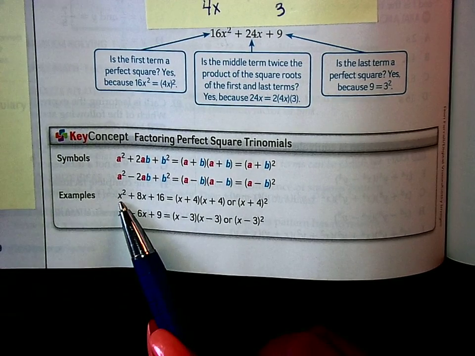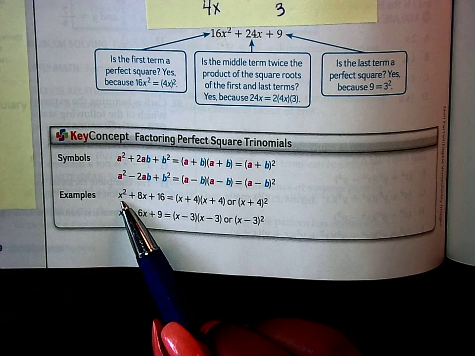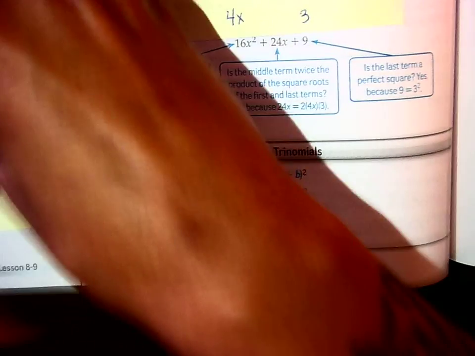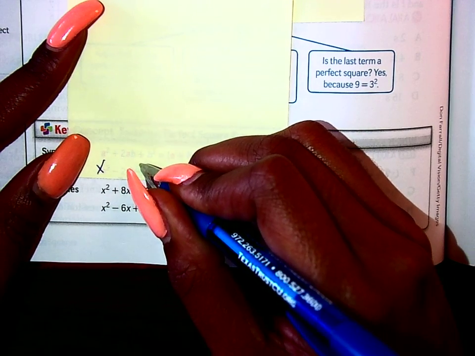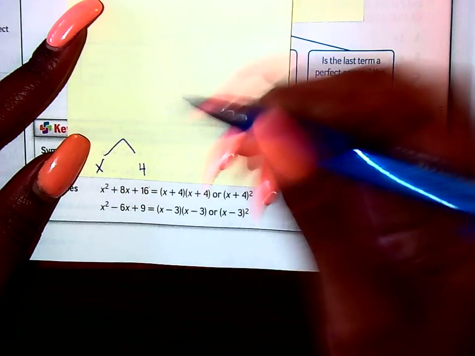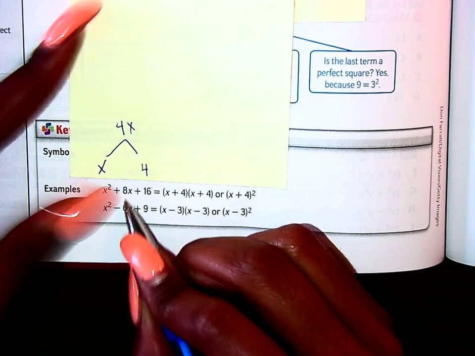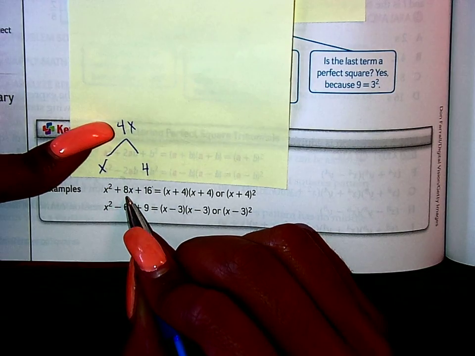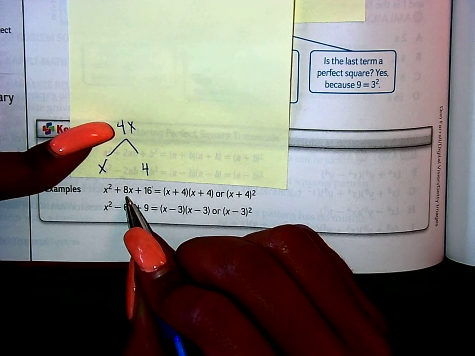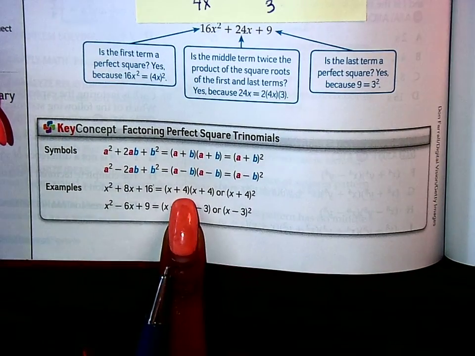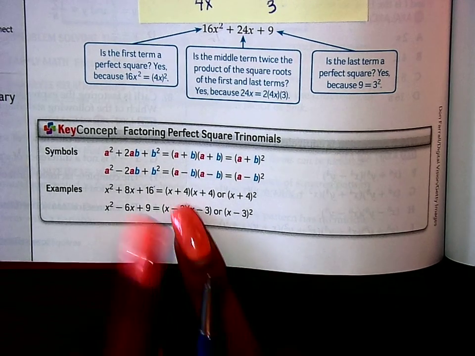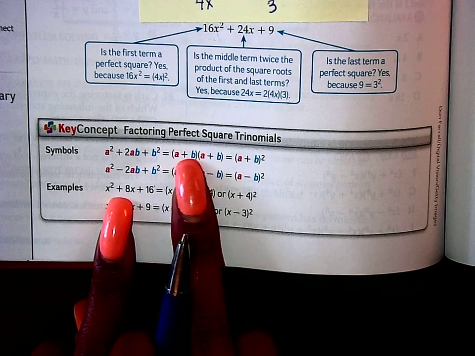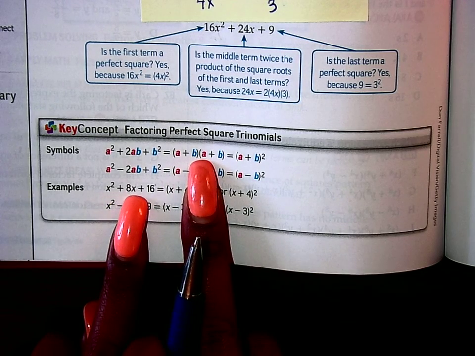Look at this example here. Is x squared a perfect square? Yes. What's the square root of x squared? X. Is 16 a perfect square? Yes. What's the square root of 16? 4. What's 4 times x? 4x. Is this middle term 2 times 4x? Yes. So is this a perfect square? Yes. Easiest thing ever. X plus 4 times x plus 4.